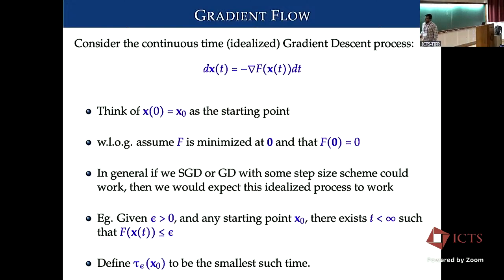Okay, and I'm also going to talk about tau epsilon of x naught, which is the smallest time such that if I run this process, it's going to hit that epsilon suboptimal set. And this is especially going to be useful once we add the noise and stuff, right? Because it could go hit it, come out, and so on. So it's typically called the hitting time.